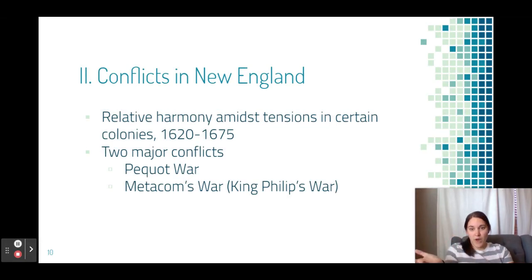So, moving away from rivalries and alliances, we do see two major conflicts happening in New England. There are other conflicts throughout the colonies, but the two primary ones that you'll most often see in the AP curriculum are going to be the Pequot War and Metacom's War.